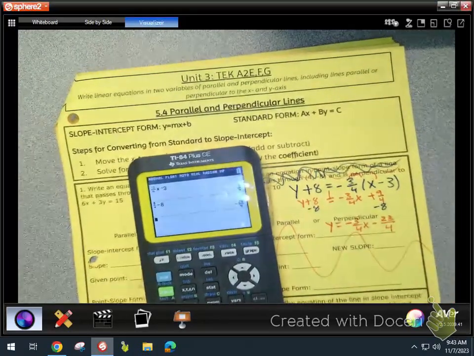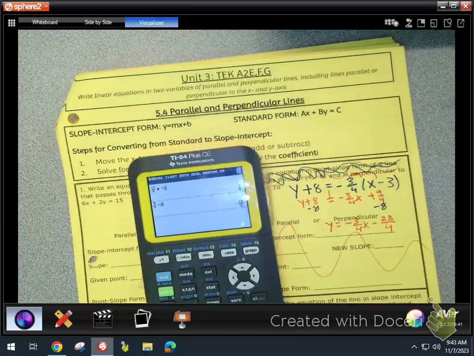Do you need to change that to a decimal? No. Could you? Sure, but I wouldn't. That's a perfectly acceptable answer. So just FYI, if you do see that, it's okay. Just work it in your calculator.